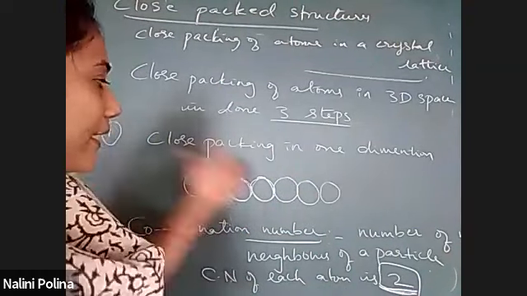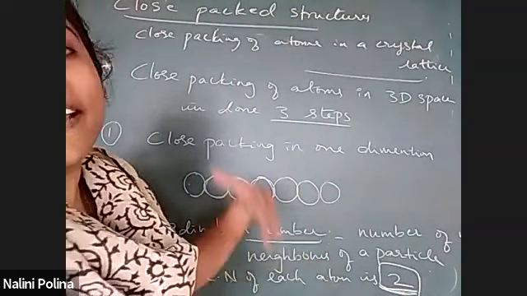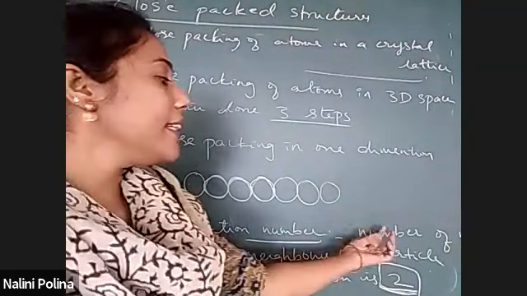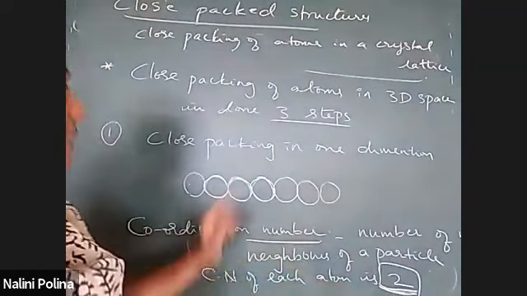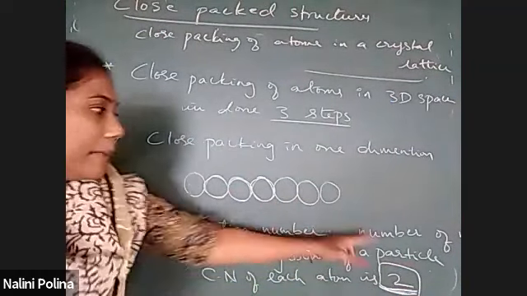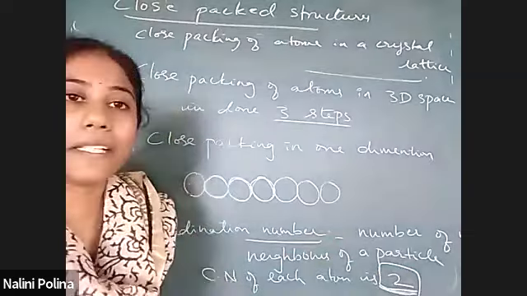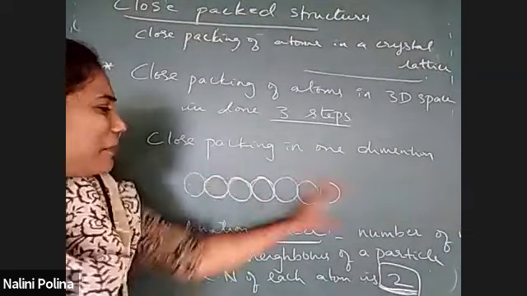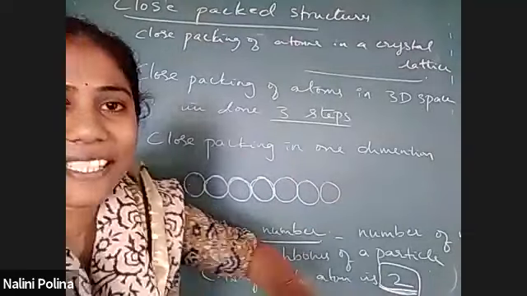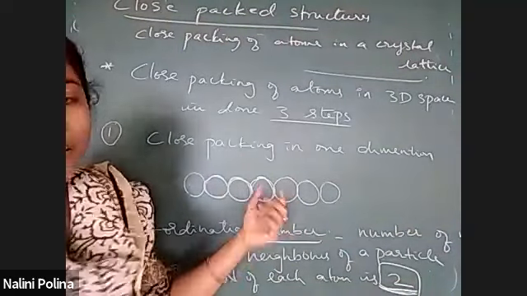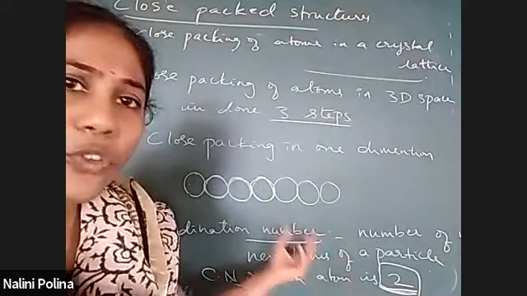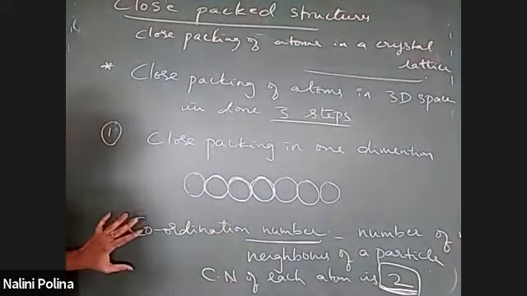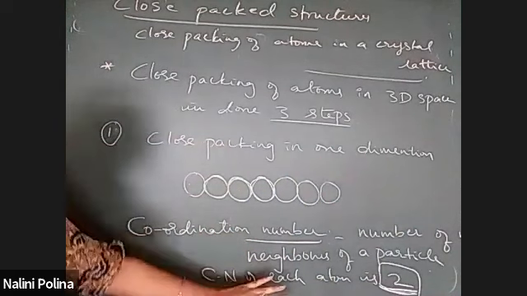Coordination number is the number of atoms that are in touch with a particular atom. That's why I said it is the number of nearest neighbors of a particle. So that is 2. One dimension, very simple, we just put one line. Each atom touches 2 other atoms, so we say the coordination number is 2. Over. Now, in the second step, we are going to 2 dimensional packing.